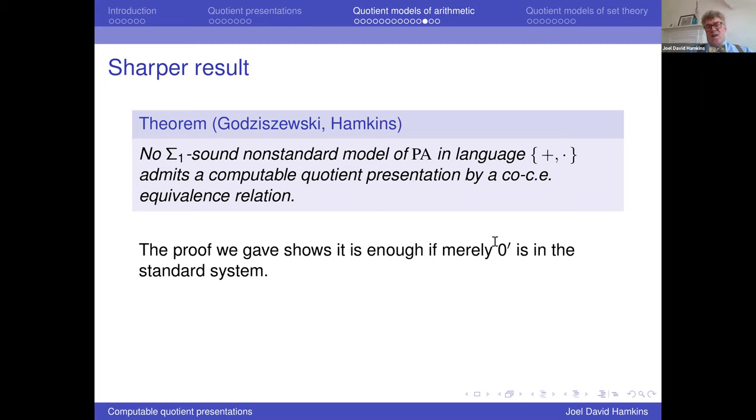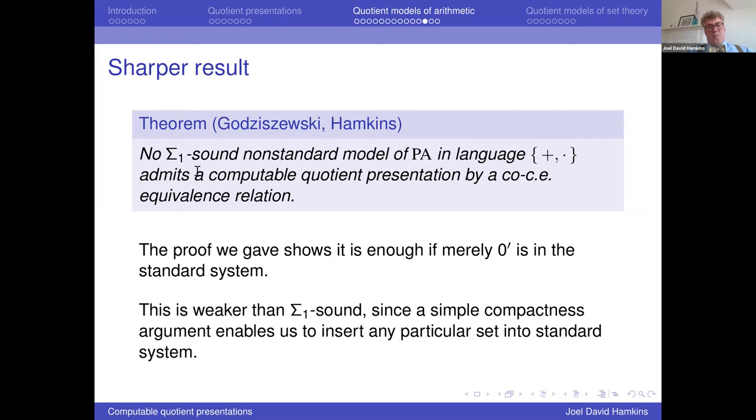Well, we already showed it's enough if zero jump is in the standard system, and if the model is sigma one sound, then it's going to be correct about which programs halt, and so zero jump is going to be in the standard system. But in fact, we can prove the theorem even just knowing that zero jump is in the standard system, and that's weaker than sigma one sound, because we can put zero jump into the standard system of any model that we want. I mean, any theory. By a compactness argument, for any extension of PA, there's a model of it that has zero jump in the standard system.